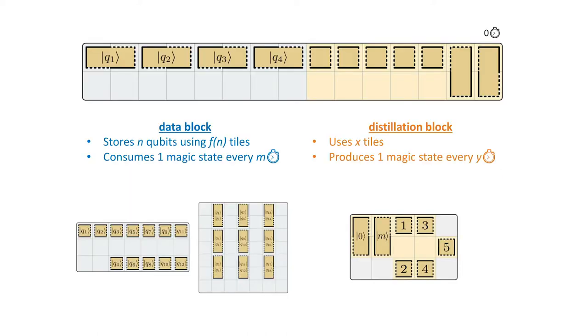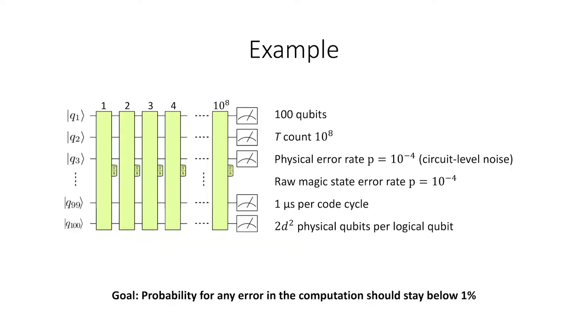So let's for now stick with this naive distillation block to see how you would use this to perform a resource estimate as to how many qubits you need to go through your 100 qubit computation and how long it would take. And to get some numbers out of that, let's consider this concrete example of the 100 qubit, 10^8 T-gate computation. We'll assume that the physical error rate is 10^-4 under circuit level noise, that raw magic states also have an error rate of 10^-4, that one code cycle takes 1 microsecond, and that each tile corresponds to 2d^2 physical qubits, also taking measurement ancillas into account.